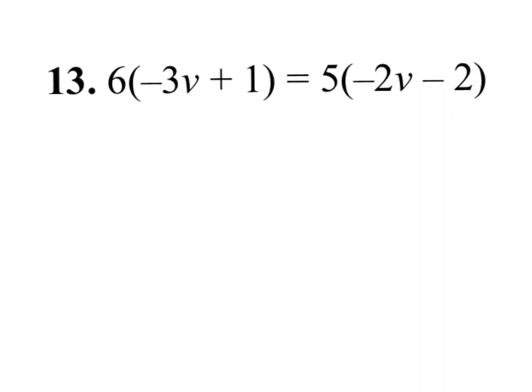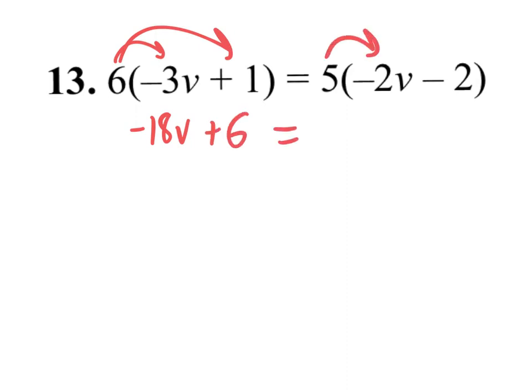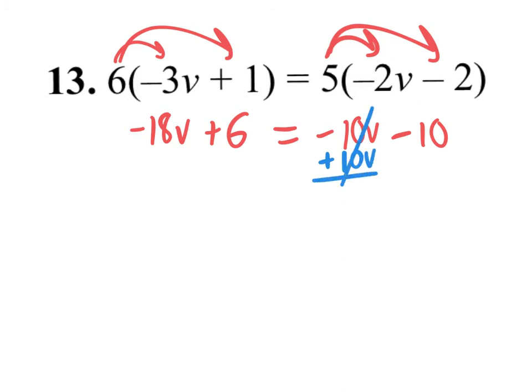Let's simplify number 13 here. Distribute, that's negative 18v. Distribute, that's positive 6. Bring down the equal sign, distribute, that's negative 10v, distribute, that's negative 10. So what we have here is v's on both sides of the equal sign. We don't want v's on both sides, so let's get rid of the minus 10v by doing the opposite, plus 10v. What I do to one side, I do to the other side to maintain the balance of this equation.